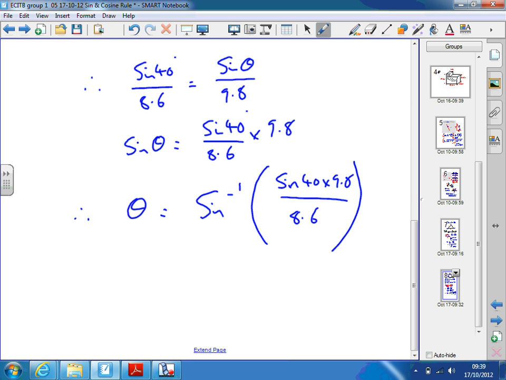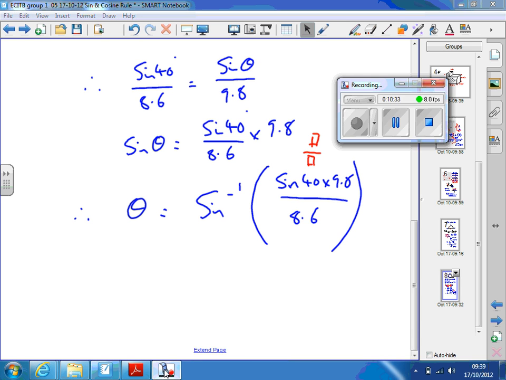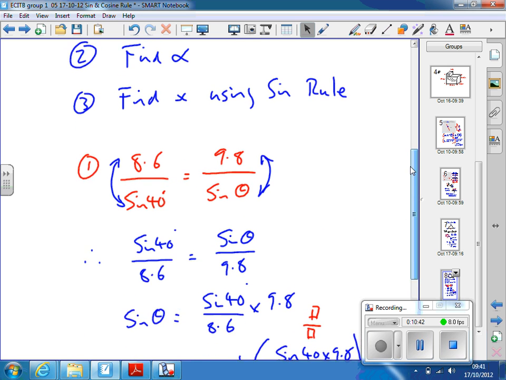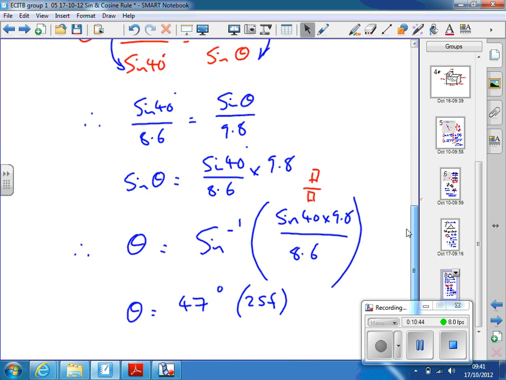And you can actually type that into the calculator like that. So sine to the minus 1, open brackets, use the fraction button to put this in, and then get the answer in one hit on the calculator. So if you could do that, we get theta equal to 47 degrees. Now we've got theta, we can then go to steps 2 and 3 and find alpha and x. So if you could just finish that problem off, please.